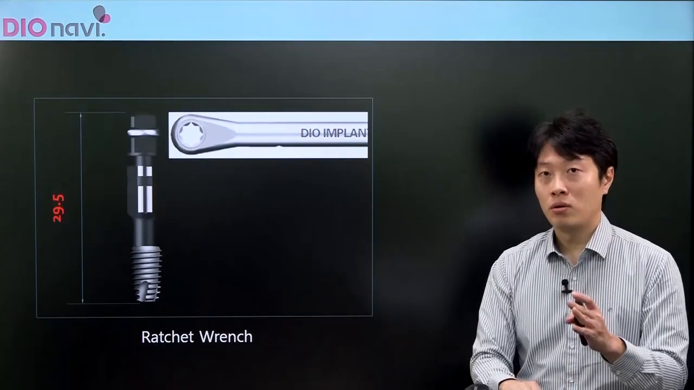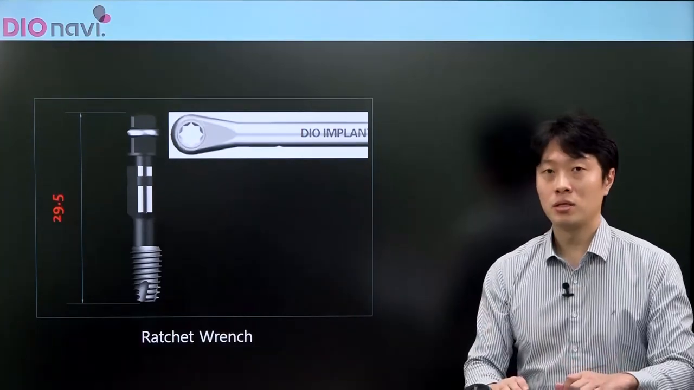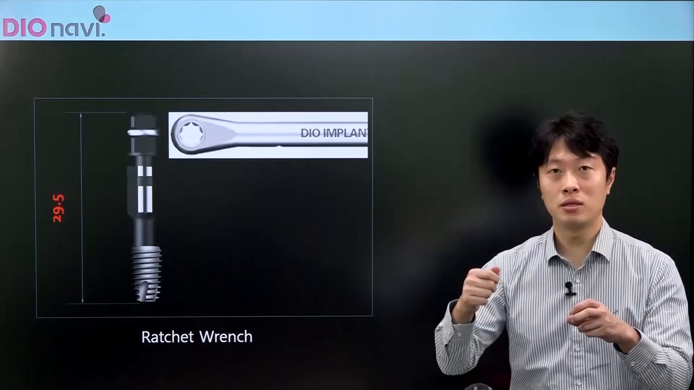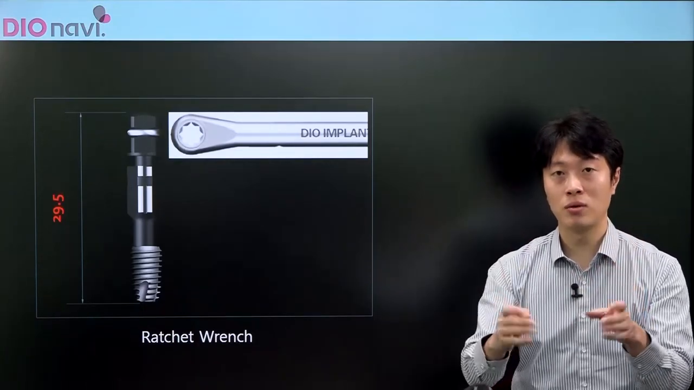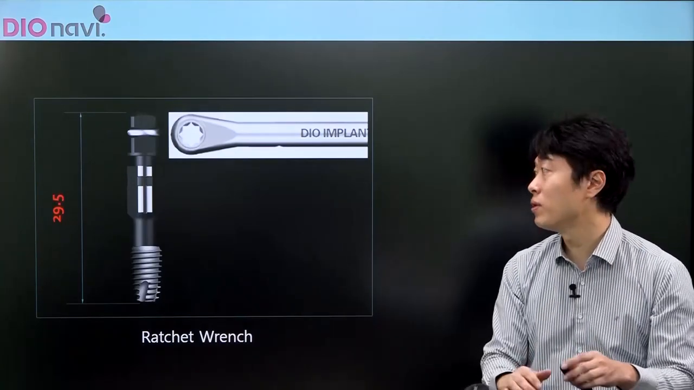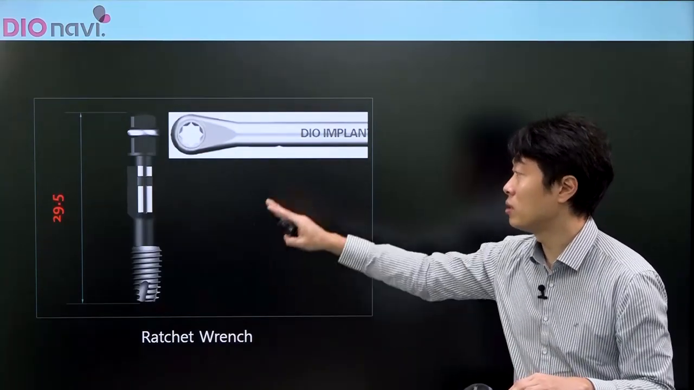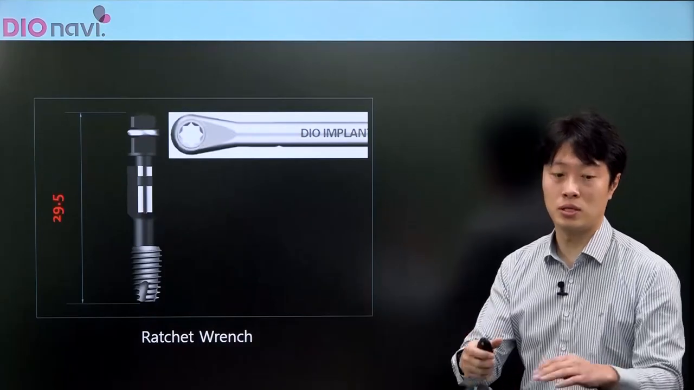Unlike simple placement, the DIOnavi implant has a surgical guide, so there is less shaking even when turned without a hand ratchet. So turn it slowly as guided, and you can proceed with placement even in patients with opening limitations with very little difficulty.